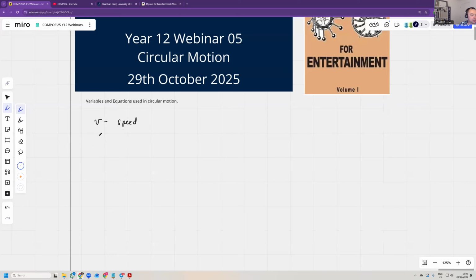Then you want to know how quickly it can do one whole rotation, and that is called the time period. Period. Then you want to know the radius. R is the radius of the circle around which you go.